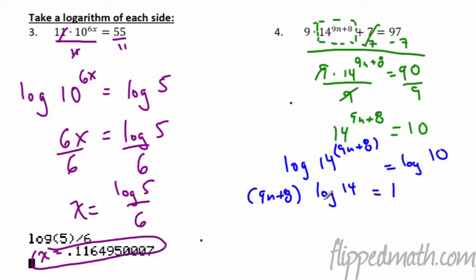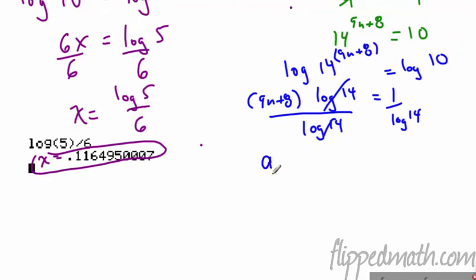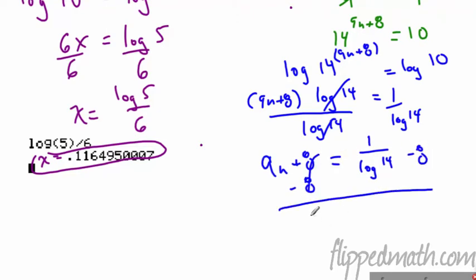All right, so now what do we have to do? We have to get rid of this log of 14 thing. So we divide both sides by the log of 14. Okay, they cancel out. What are we left with now? We get 9n plus 8 is going to equal, because they cancel, 1 over the log of 14. Now at this point, you can go into decimals if you want. I'm going to subtract 8 from each side. Okay, that would cancel out. We're going to get 9n is going to equal 1 over the log of 14, minus 8. And then I've got to divide that whole thing by 9.